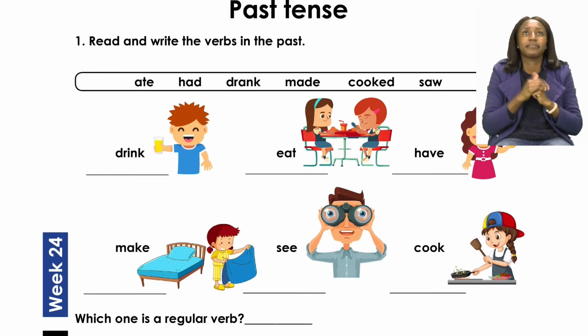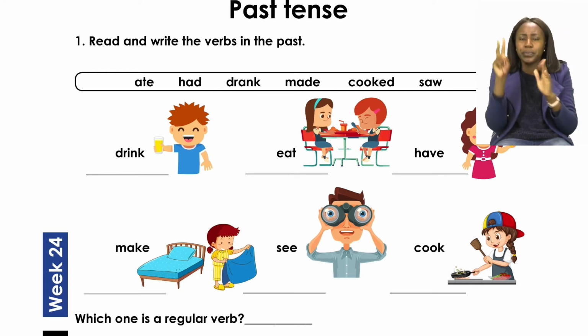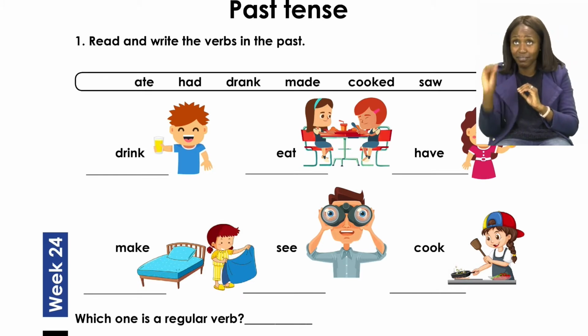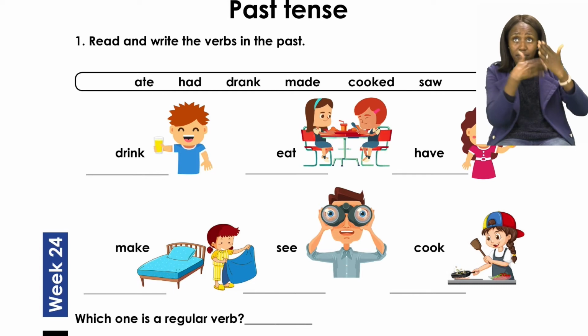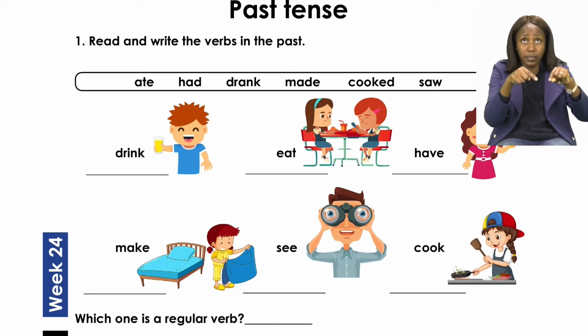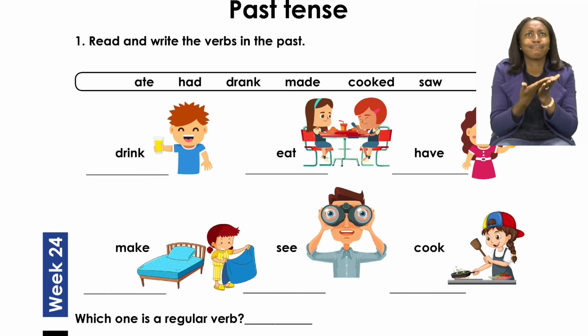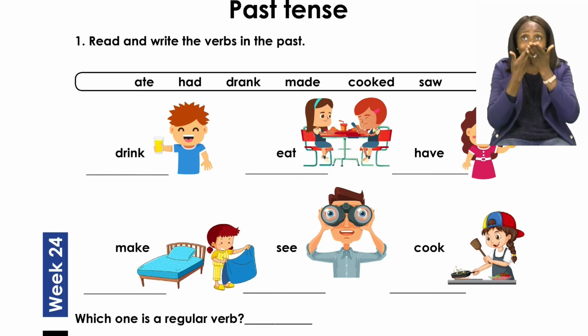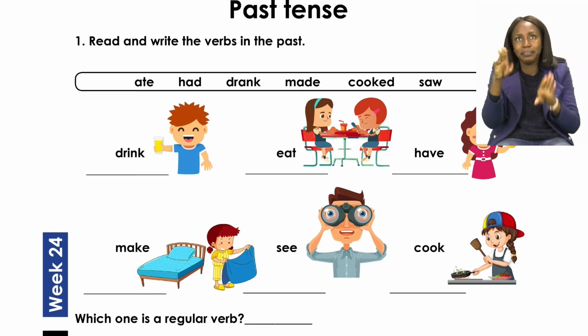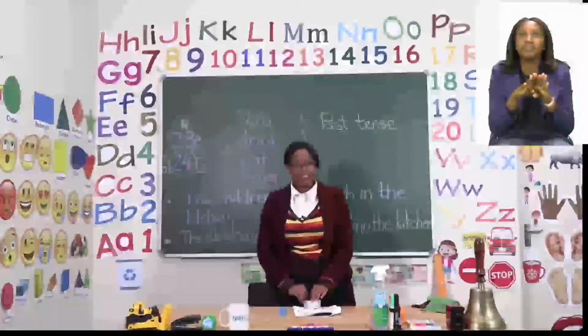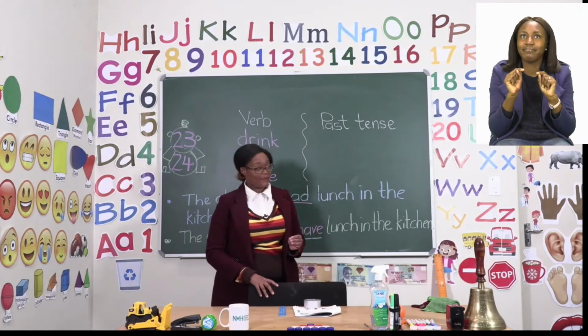It's going to be your job to read them again and then to place the correct past tense verb with its matching word. Now you can see that we have the pictures to help us. So I'm only going to do 3 with you, and the rest of them you're going to do by yourself. So we are now going to try the first 3.